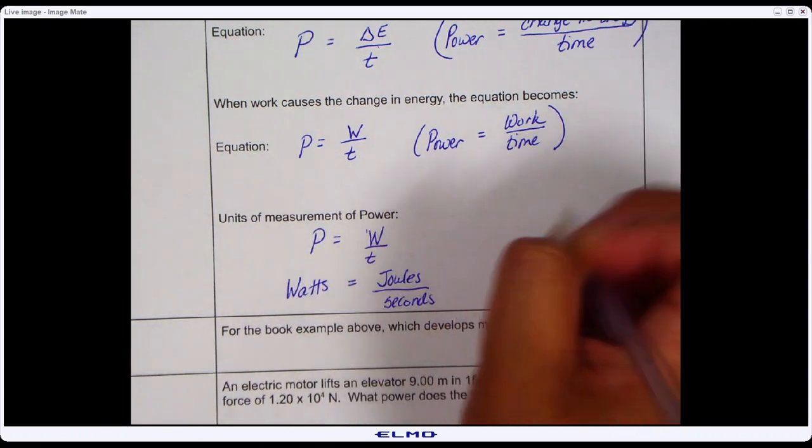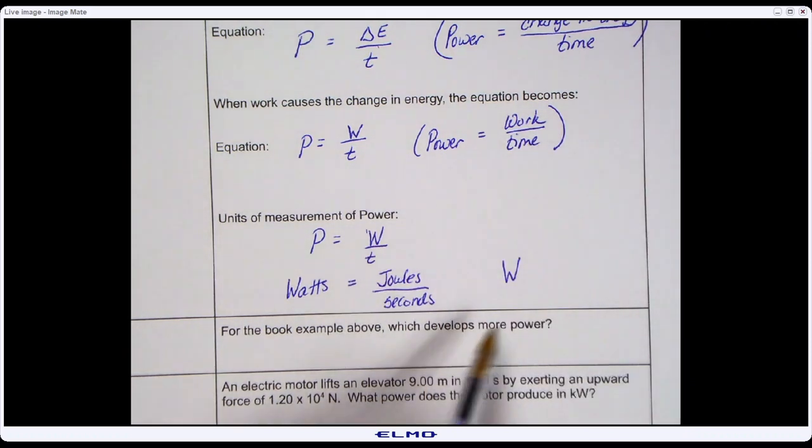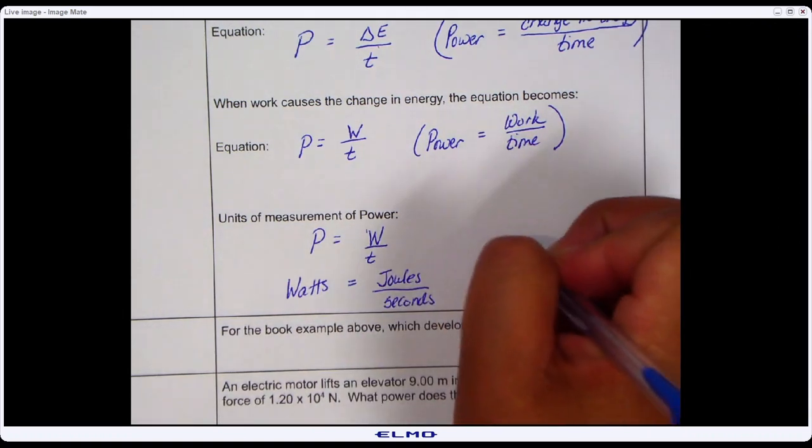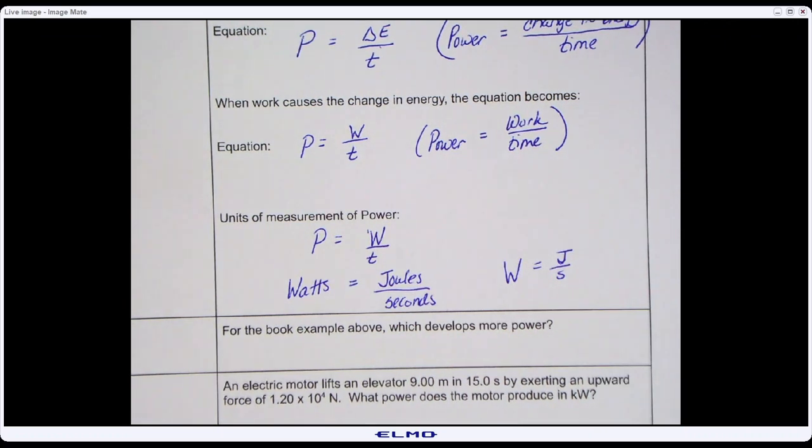Okay, so a watt. The symbol for watt is a capital W, so be careful, all right? This could stand for the unit of measurement for power, or it could be W for work, depending on which one you're talking about. Are you talking about the variable, or are you talking about a unit of measurement? So in this case, a watt equals a joule per second. My apologies.